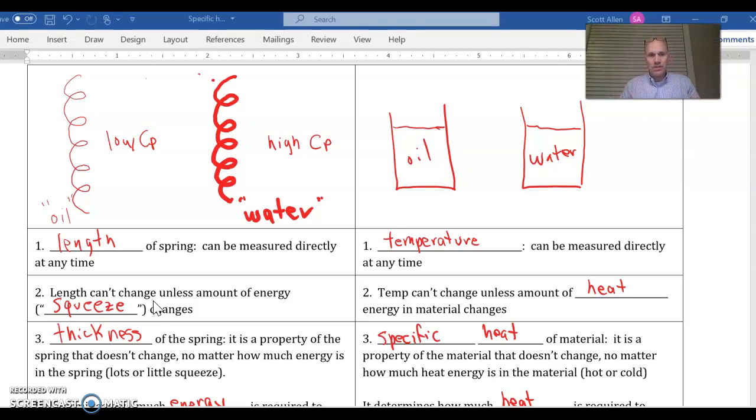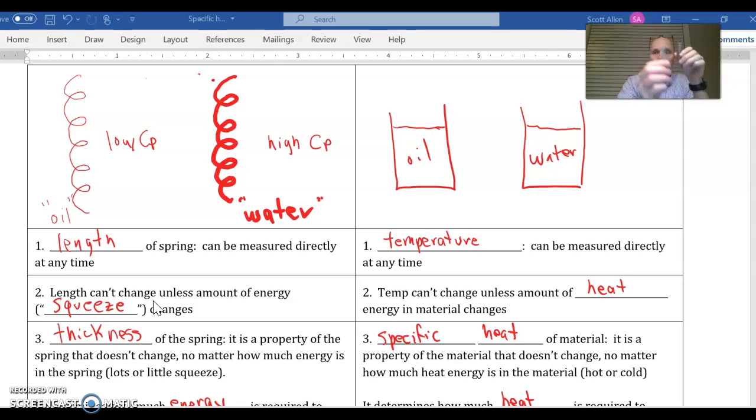So here's the thing. What does this have to do with specific heat? I think that most people understand the difference between these two different springs. This one right here can either be short or it can be long. Right now I'm not putting any energy into this, but this spring right here has a decent amount of energy in it. So the amount of energy can change, and the length of the spring can change. What's one property about this spring that always stays the same? That is the thickness of the wire.